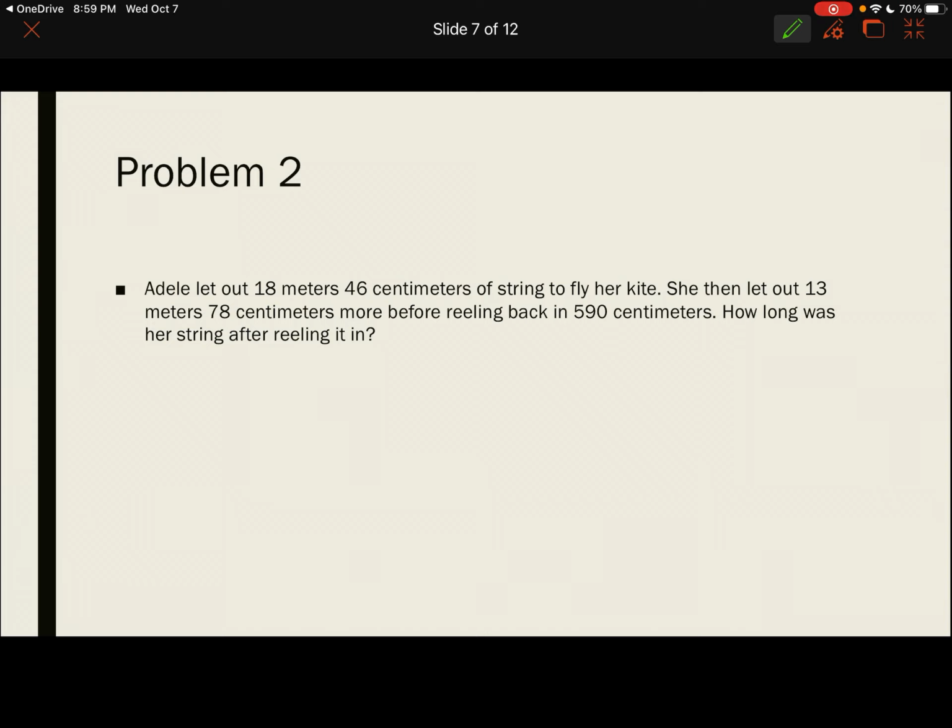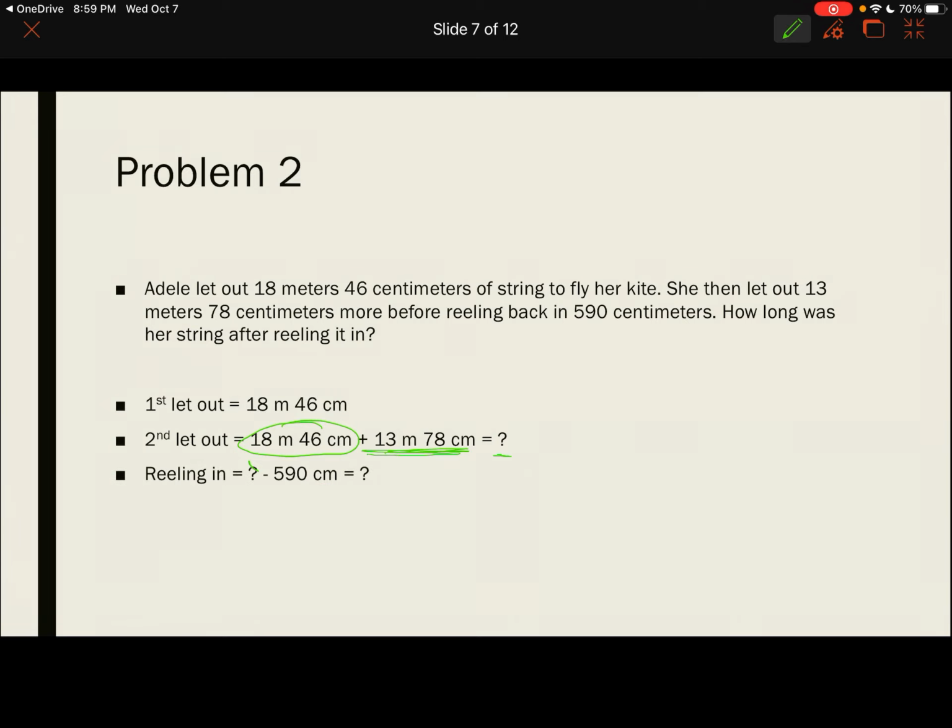So first we need to pull out our information. The first time she put out the kite, it was 18 meters, 46 centimeters. Then she let out an additional 13 meters, 78 centimeters. So we will take the original amount that she let it out and add that 13 meters, 78 centimeters and get our mystery number. Once we have our mystery number, then we can subtract how much she reeled it in, and we'll have our answer of how long was her string after she reeled it in.